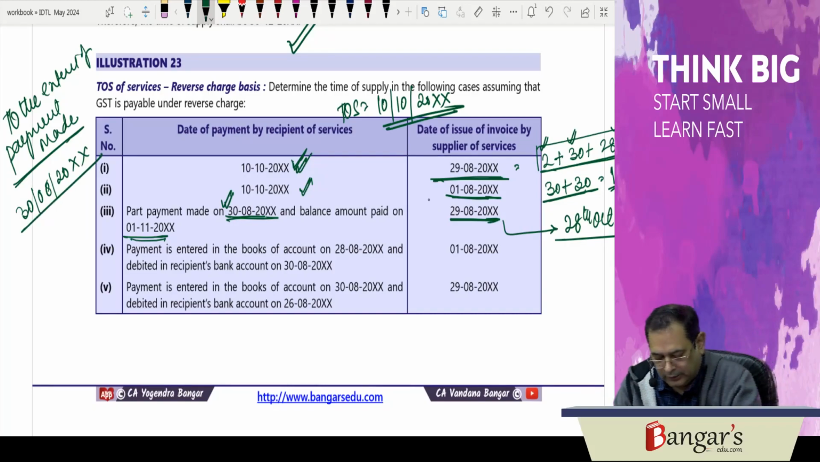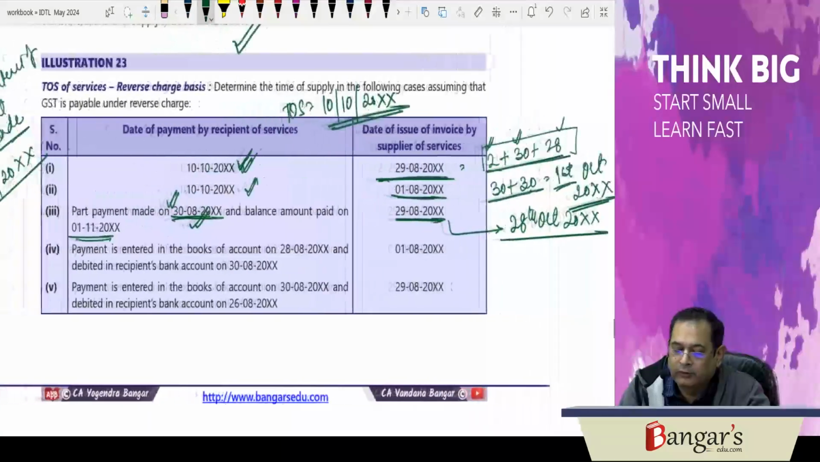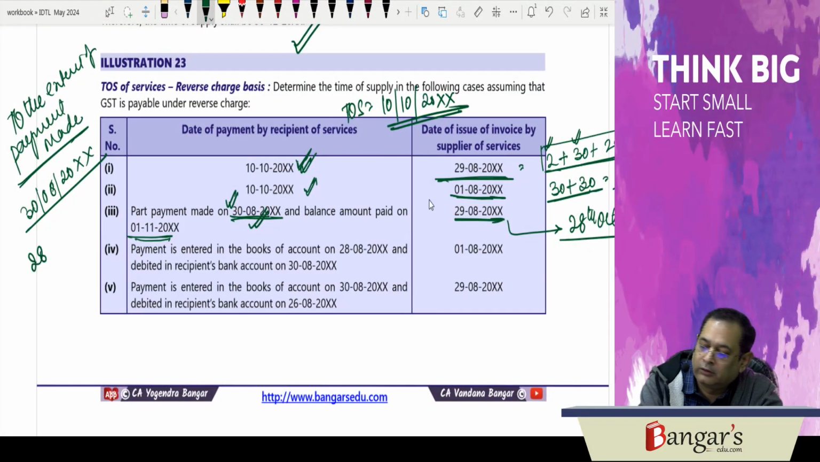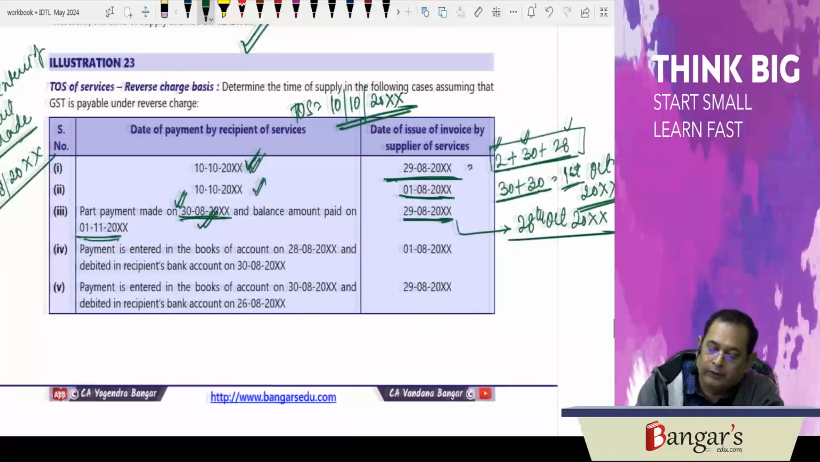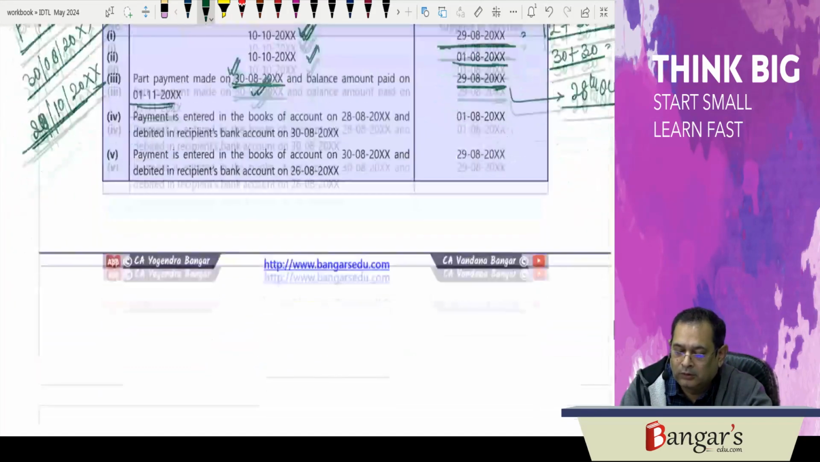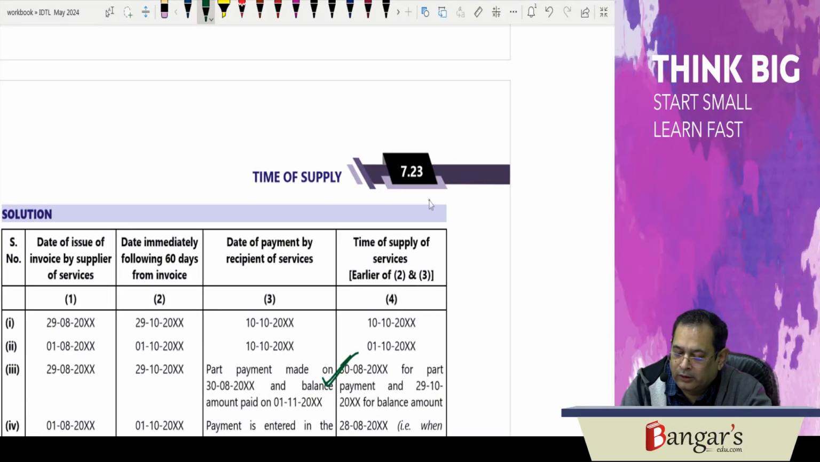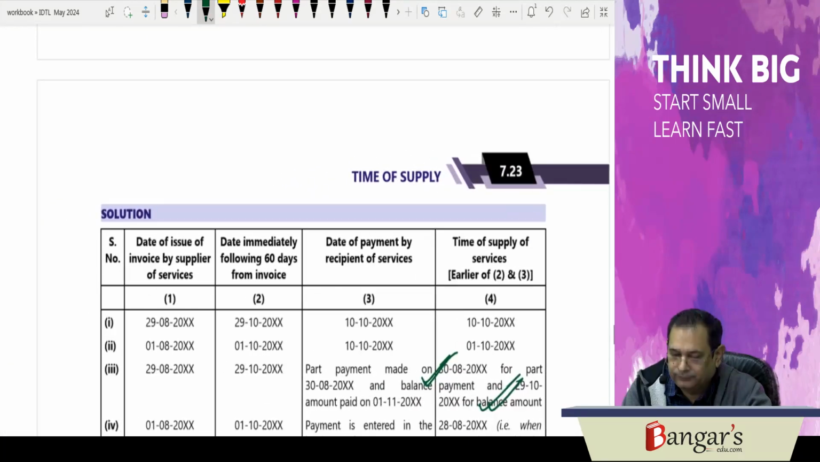On 30th of August, the time of supply will be here, 30th of August, and for balance, it will be 29th of October. For balance, it will be 29th of October. You can verify it. 30th of August, and for balance, it will be 29th of October.